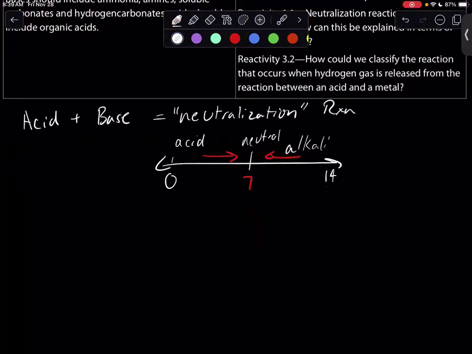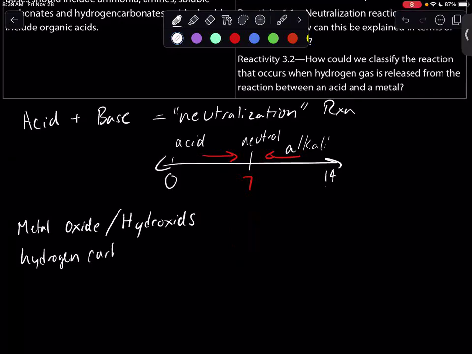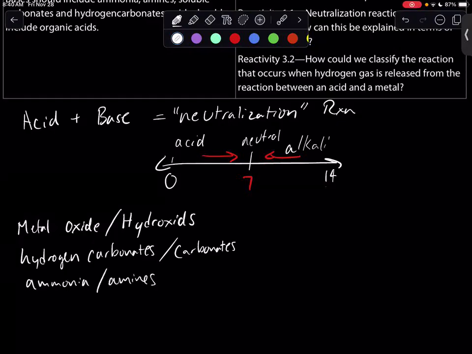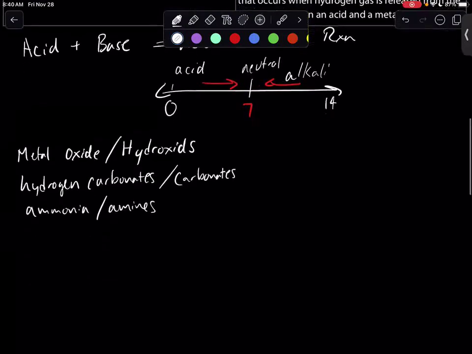Once again, those three reactions that we're going to do are metal oxides and hydroxides. We're also going to do hydrogen carbonates and carbonates. And we're going to conclude with ammonia and amines. And these will be for both strong acids and weak acids. It doesn't really matter when we're talking about an acid-base reaction. We're more talking about that proton transfer of the hydrogen.